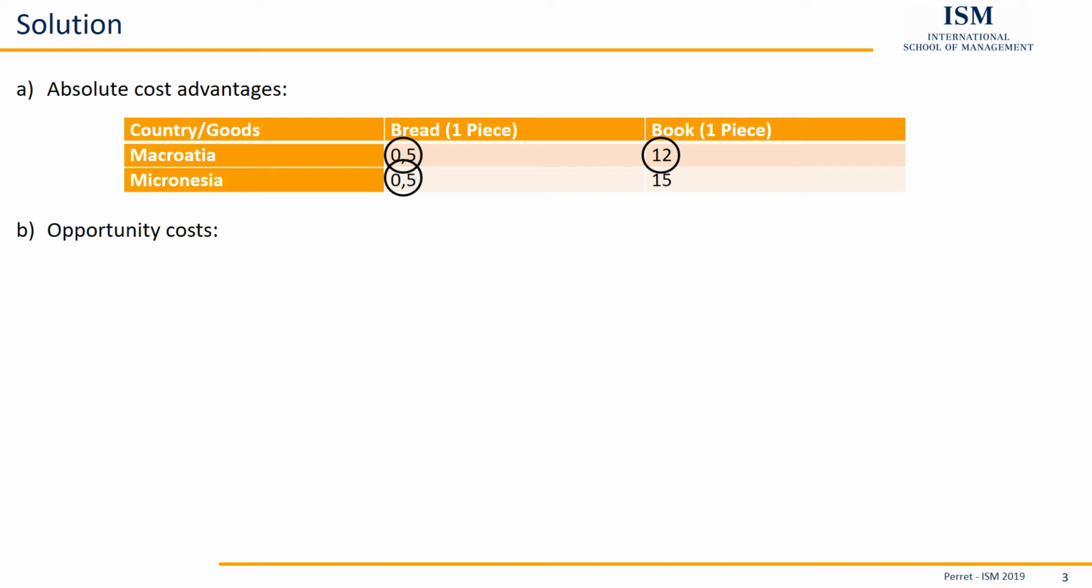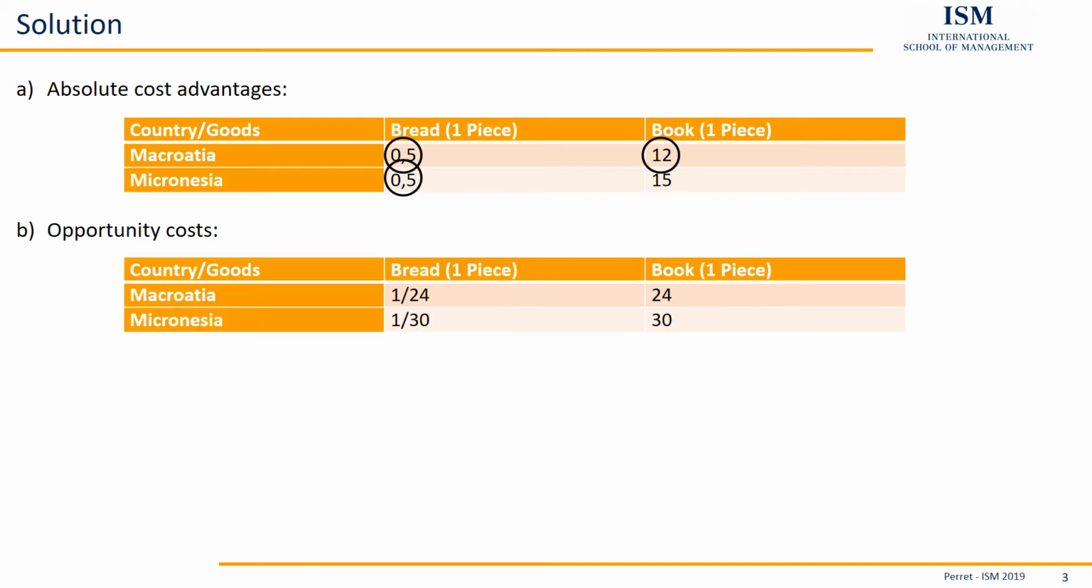Then for books in Micronesia, we do the same thing. We take the price for books, the 12, and divide it by 0.5, the price of bread. So this will turn out as follows. Here we have 1/2 divided by 12, so we have 1/24 being the opportunity cost for bread, and 12 divided by 1/2 is 24, the opportunity price for books.